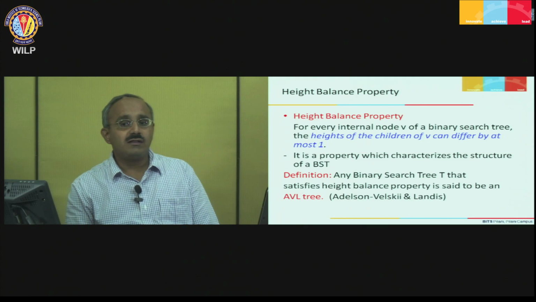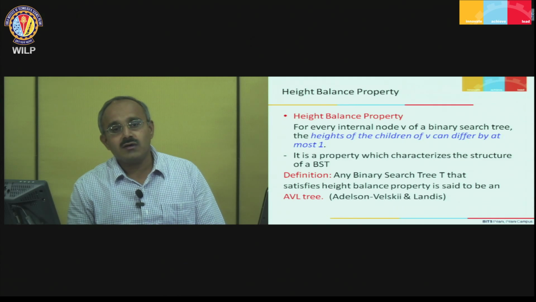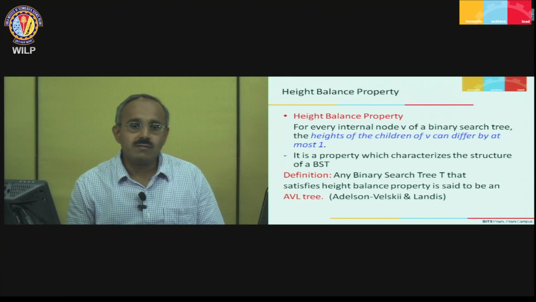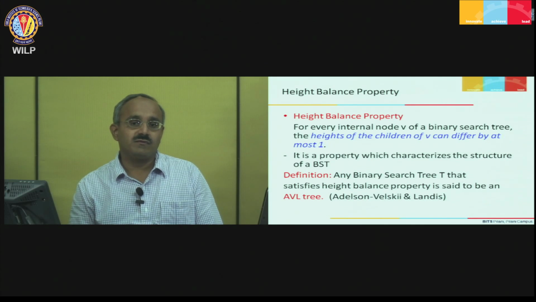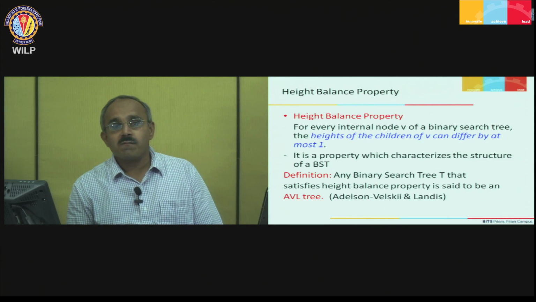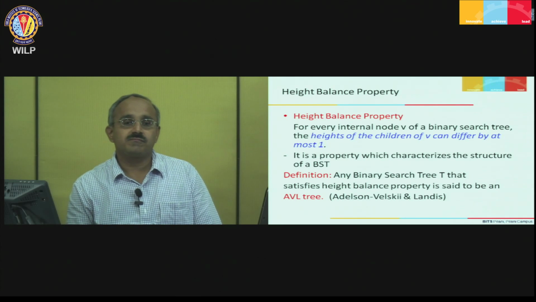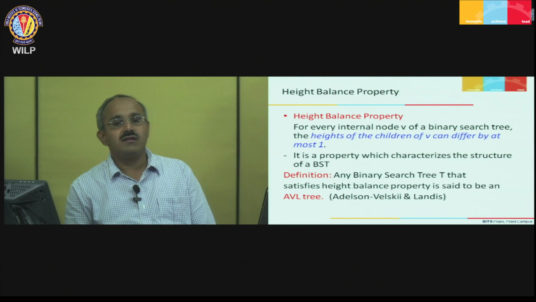It is a property that basically characterizes the structure of a binary search tree. The binary search tree property characterizes the way keys are stored in the tree, whereas the height balance property characterizes the structure of the tree, which is going to make the search efficient. So, any binary search tree that satisfies the height balance property is called an AVL tree.